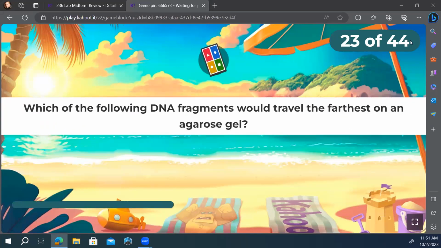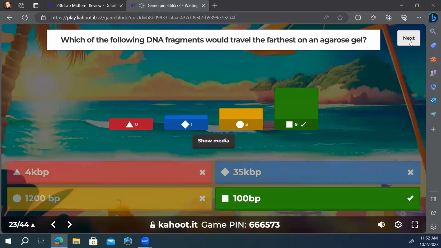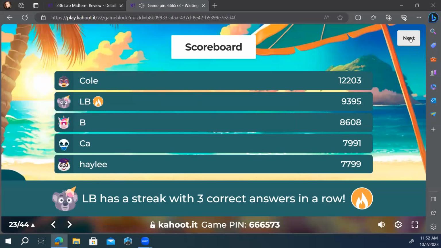All right, which of the following DNA fragments would travel the farthest on an agarose gel? Yeah, so it's going to be the smallest one. Good job.